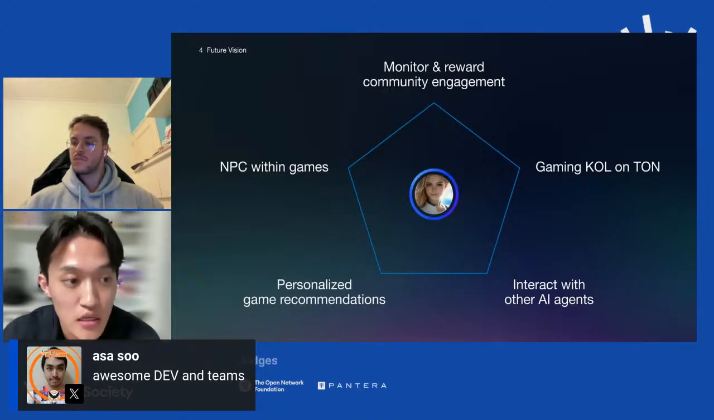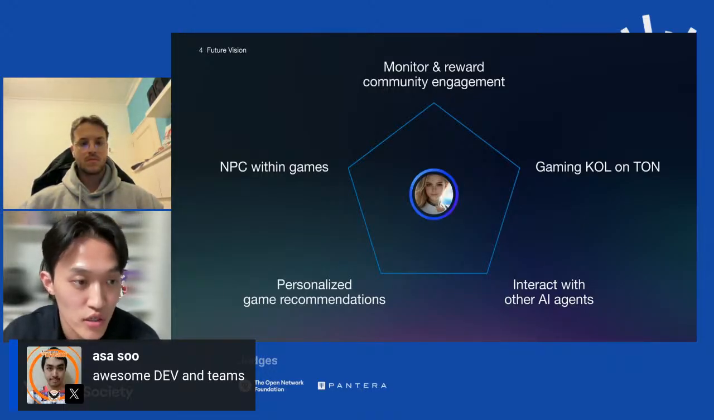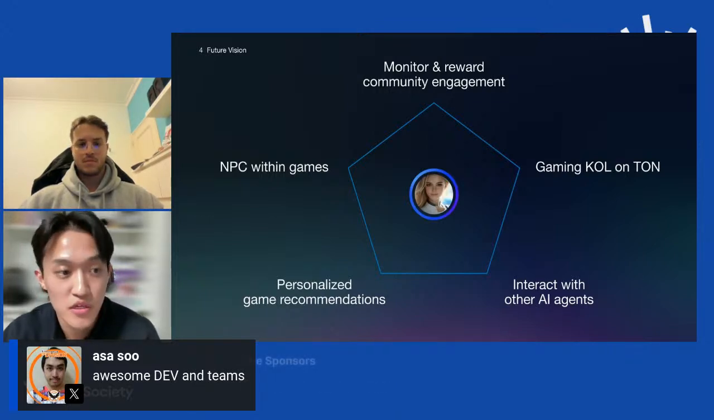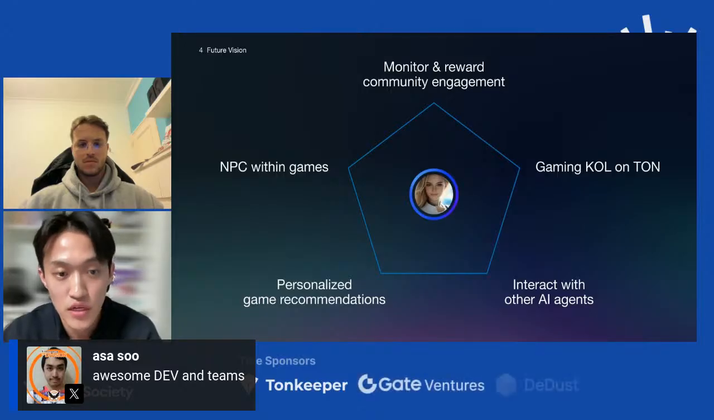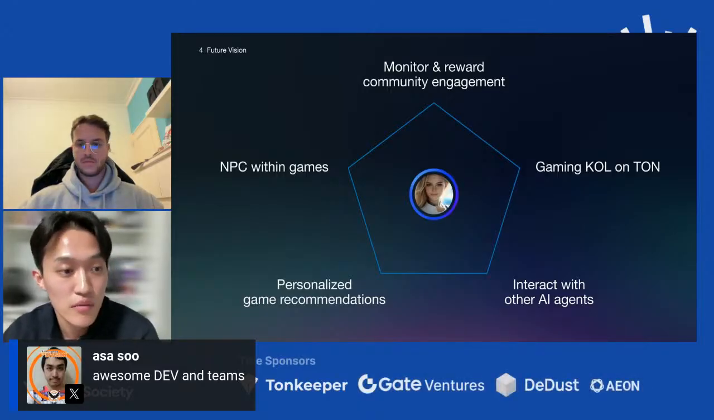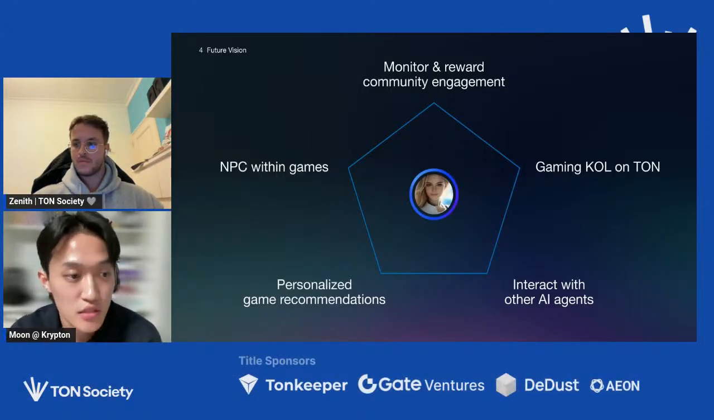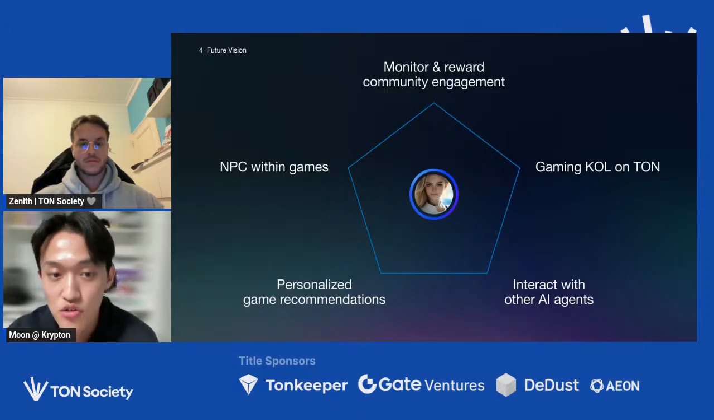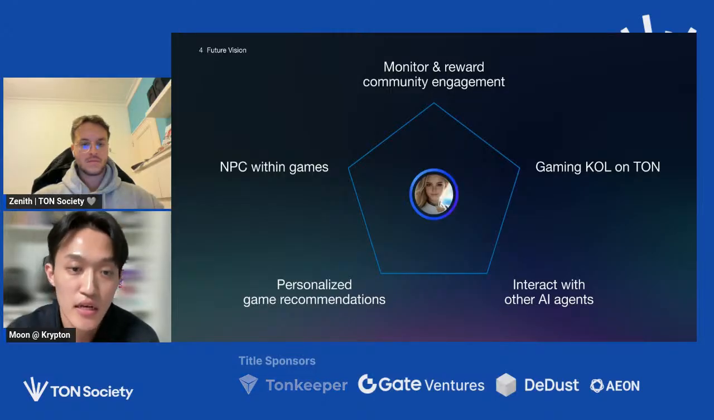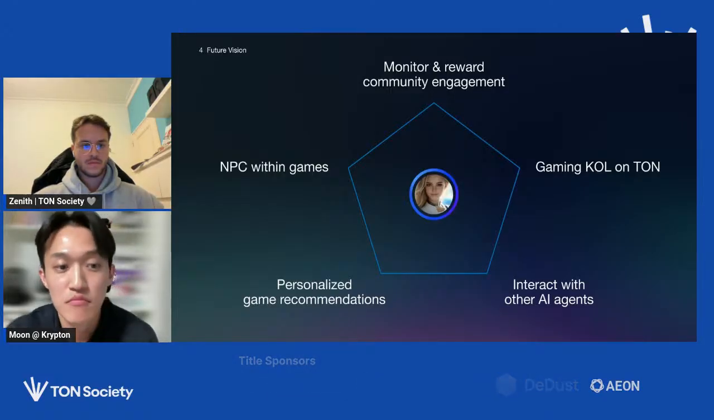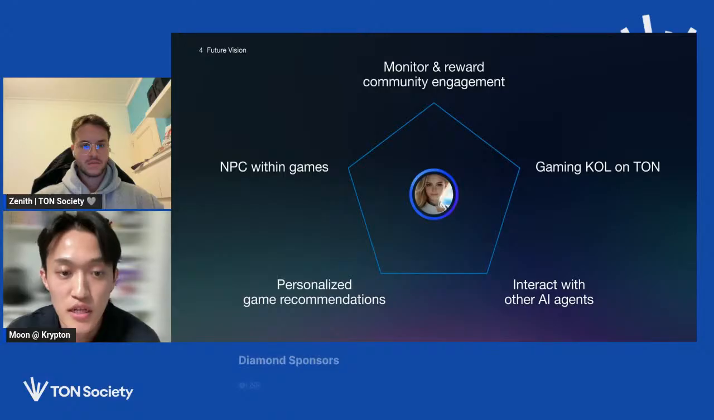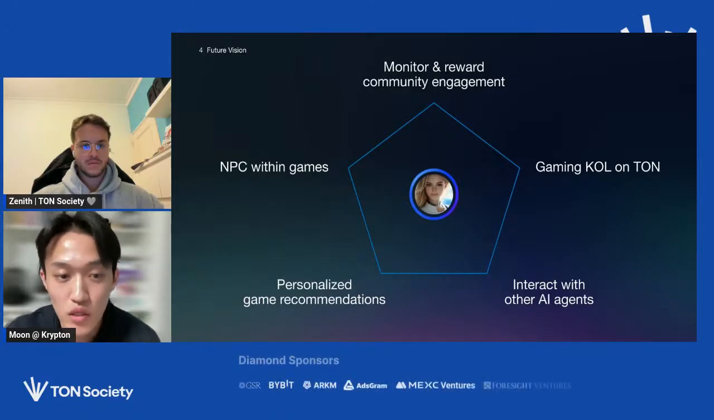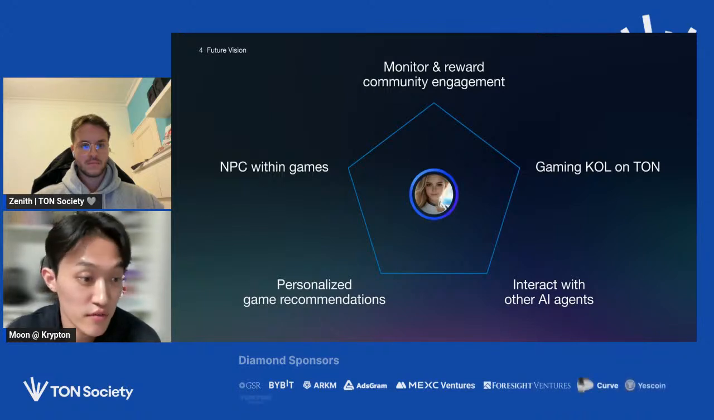And this is just the beginning. Our future vision and roadmap are here. We expand this AI to monitor and reward engagement across all platforms, because AI can record all the interactions on social platforms and determine the reward based on the impact and frequency of each engagement. It can also become a KOL, providing real-time gaming insights and analyzing on-chain and off-chain data. It can appear as an NPC within the games and deliver personalized game recommendations, and there is so much more to come. We actually cannot imagine what will be possible in the future.